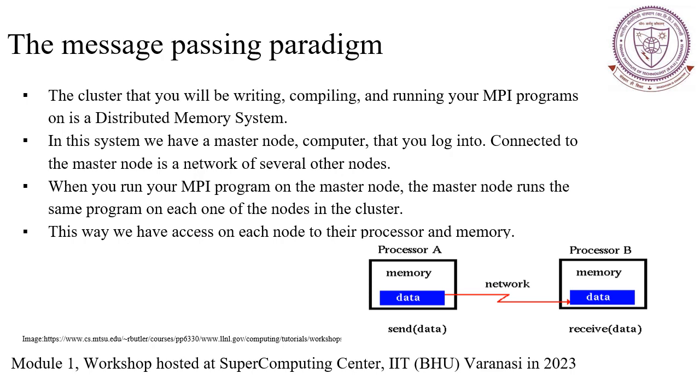Distributed memory systems are very powerful because they allow you to use multiple processors to run your program. This can significantly speed up your program, especially if your program is computationally expensive.